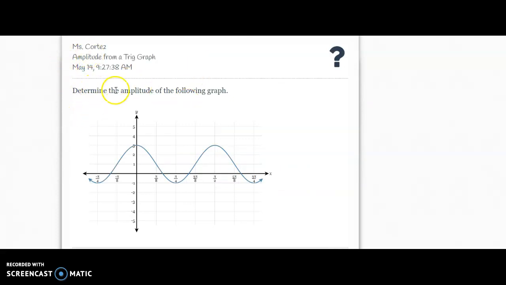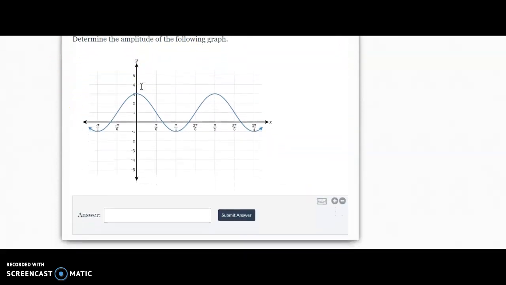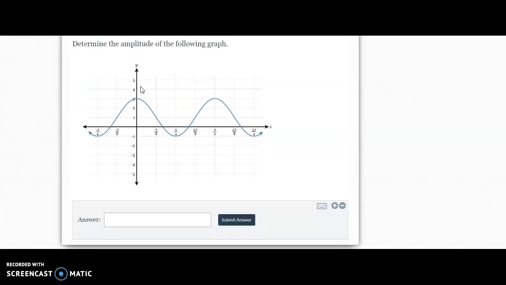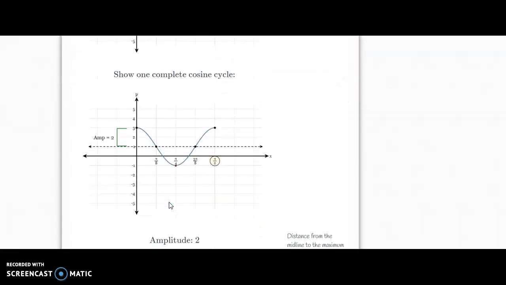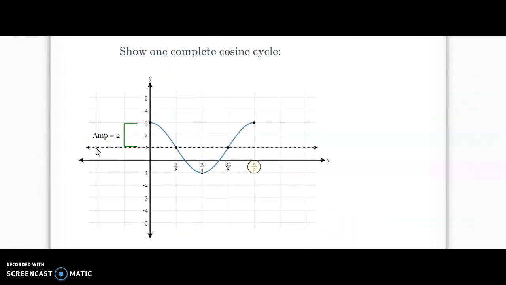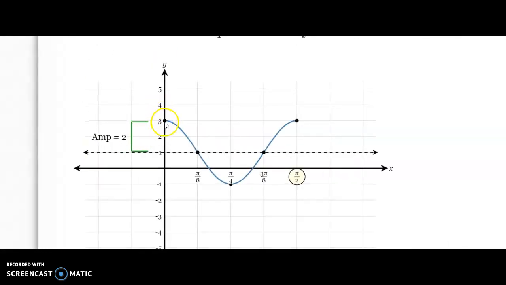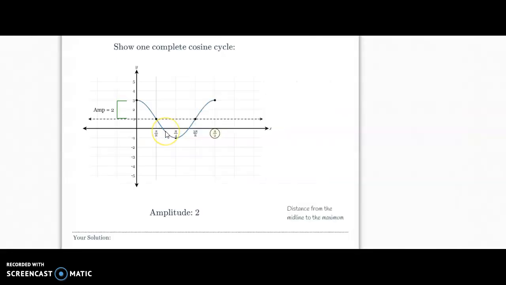From here it says, determine the amplitude of the following graph. The amplitude is going to be half the height of the graph. So if we're at 3 to -1, the height is 1, 2, 3, 4. The height is 4, and the amplitude is half of that. So the amplitude in this case is 2, and we type it in, there we go. Here is a visual of the amplitude. As you can see, we start from 3 and go to -1, and half of that is 2.